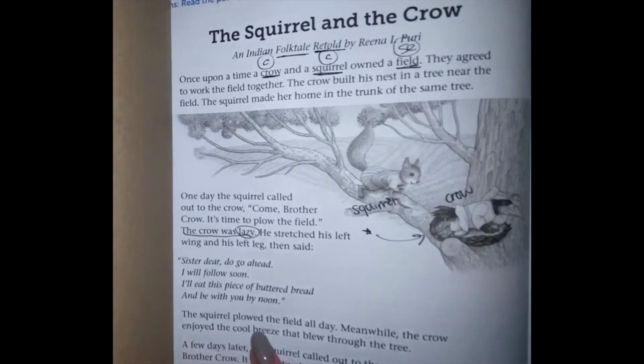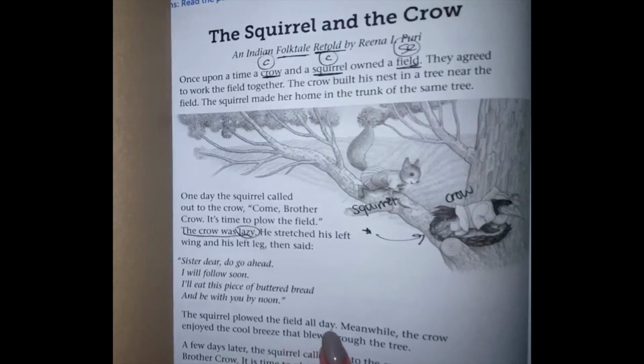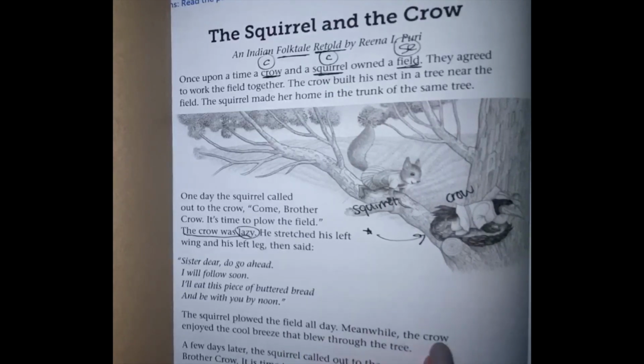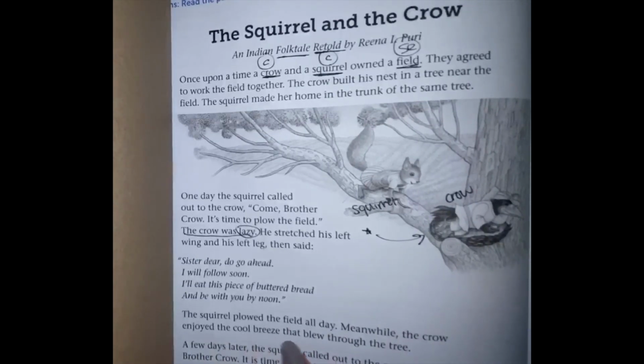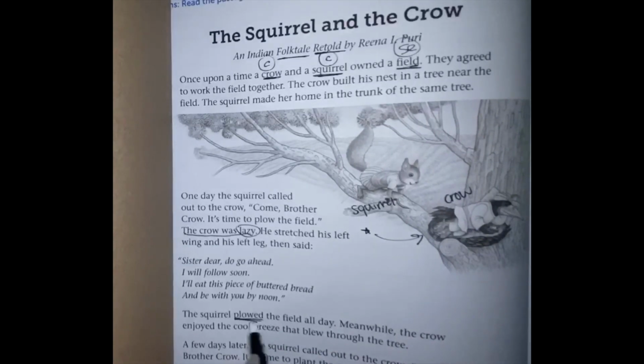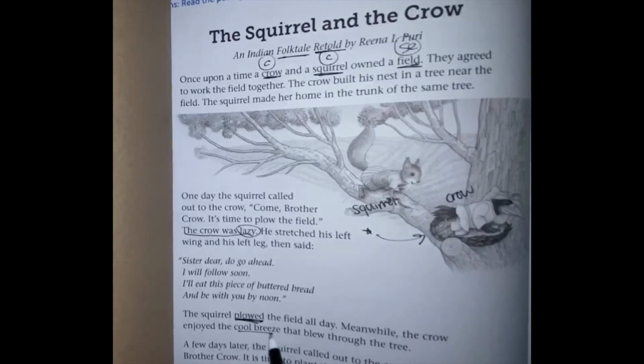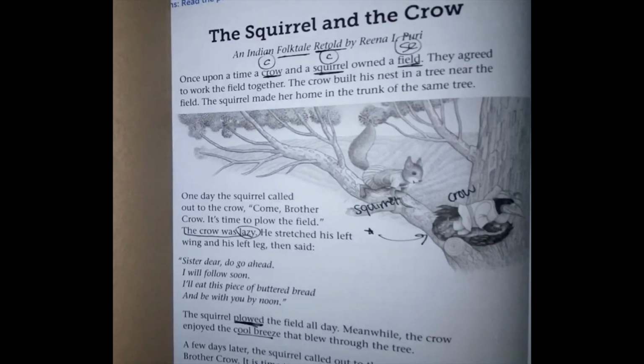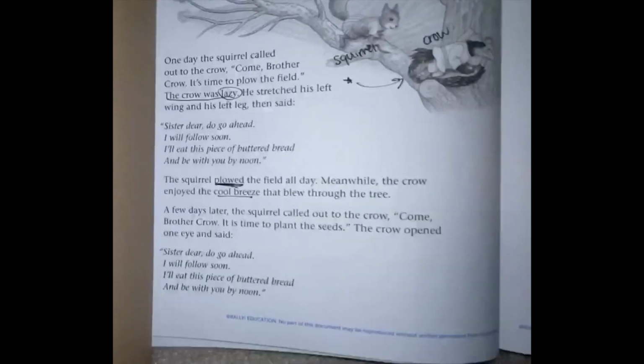It says, the squirrel plowed the field all day. Meanwhile, the crow enjoyed the cool breeze that blew through the tree. So the squirrel was plowing all day, and he enjoyed the nice cool breeze. So they're definitely not doing the same thing here. Let's go ahead and keep reading.